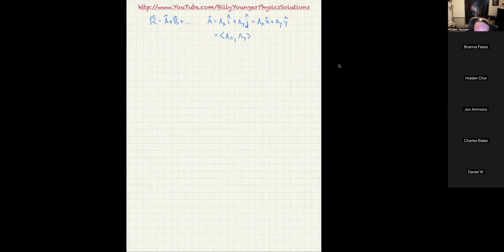Notice it sort of looks like the notation that we use for points, but with points, we use a left parenthesis on the left-hand side, a right parenthesis on the right-hand side. Here, we use a less than symbol on the left-hand side and a greater than symbol on the right-hand side.